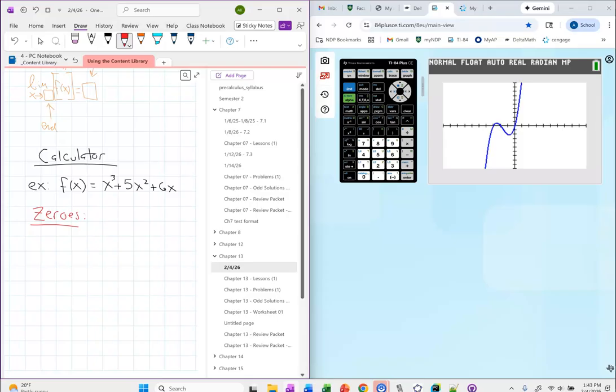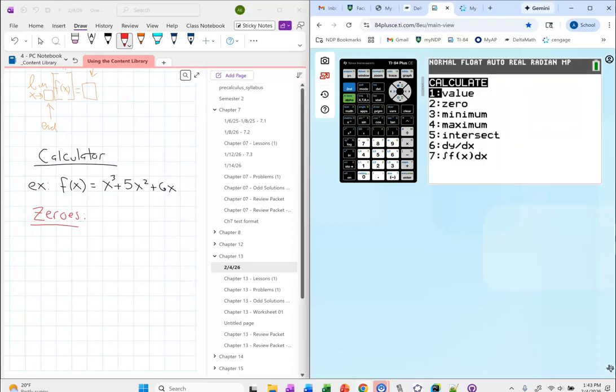I'm not going to do this by hand. I'm going to have the calculator do it for me. The command that I need is: I'm going to press the second button and then the trace button up at the very top row to open up the calculate menu. Which command sounds like the one I want?